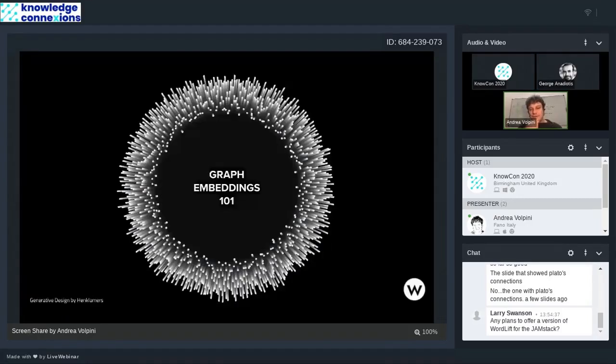And here we start to look at graph embeddings, and that's really a 101 introduction. Don't expect anything too deep, but it should be good enough to understand what embeddings are and how we can use embeddings once we have built a knowledge graph like the one that we have created from the WordPress website using WordLift that connects every article with its top concepts.